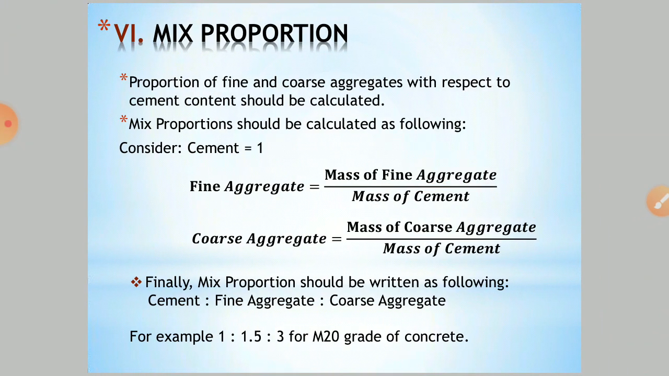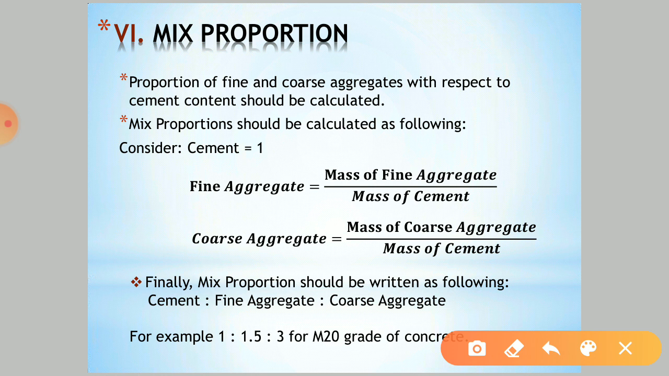Next step, mix proportion. The proportion of fine and coarse aggregate with respect to cement content should be calculated. Okay, we have to calculate with respect to cement content. And how is it calculated? These are calculated as follows.